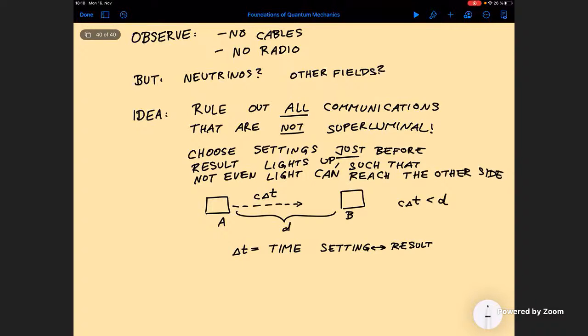I already wanted to introduce it here. Is there any question at the moment about this idea? So the importance of this idea is you try to rule out communication as the source of the correlations. Okay.